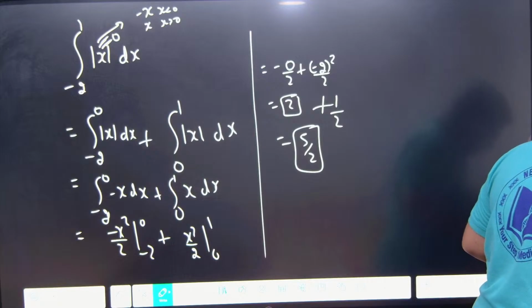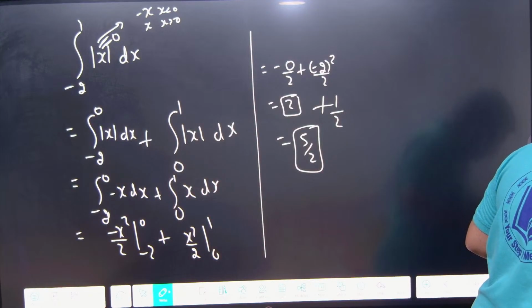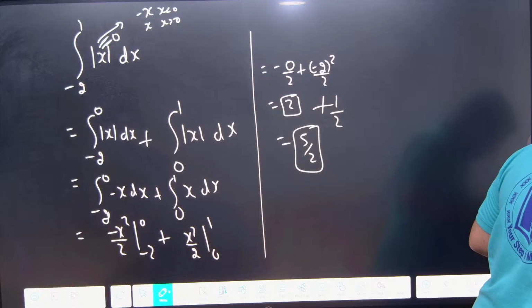Let us take one more example so that you get more clarity on the mod x function.